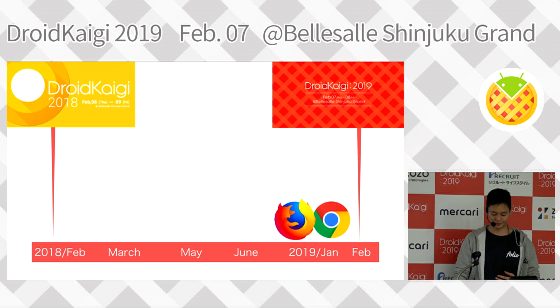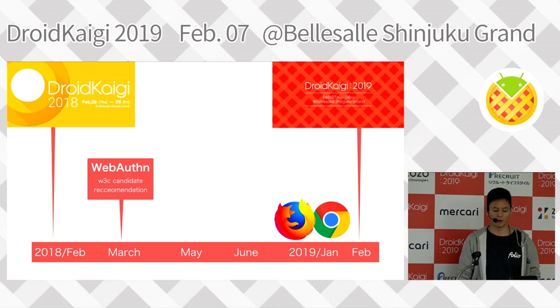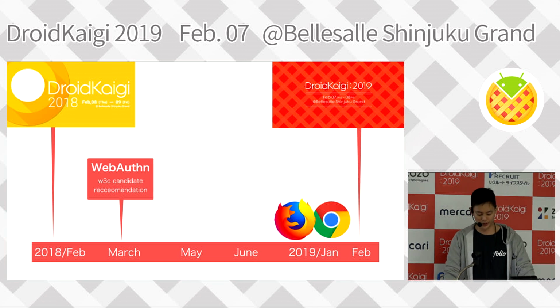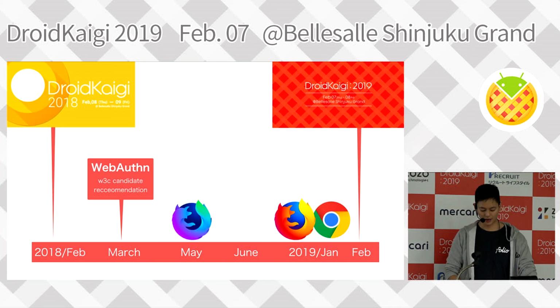Okay. So one month after I gave a presentation in 2018, WebAuthn came out, which is a spec published by the W3C. WebAuthn is basically an API for creating and generating PKI-based credentials, which is a big part of FIDO 2.0. So the big movement of FIDO 2.0 started last March. And since then, many browser vendors have implemented that API.